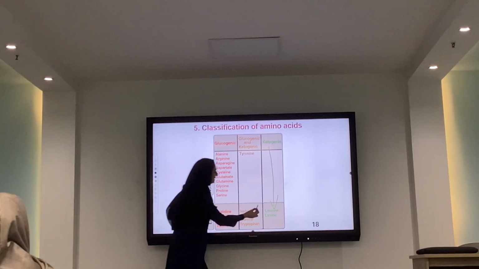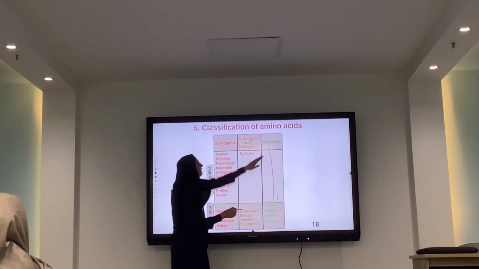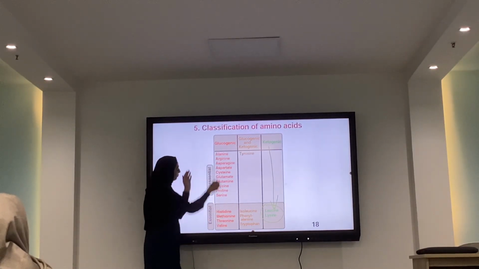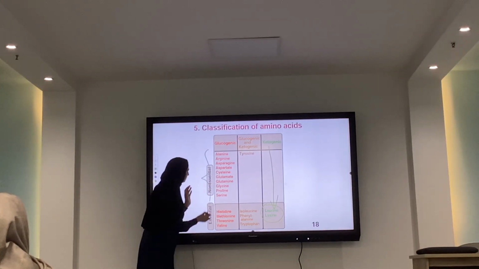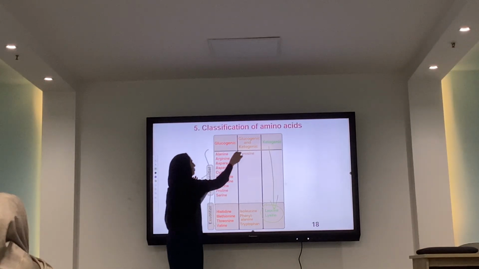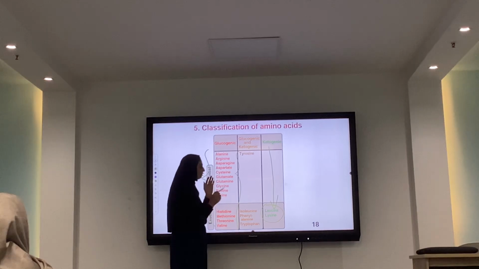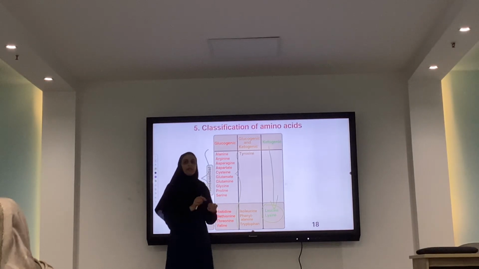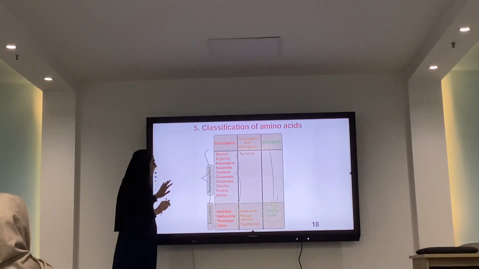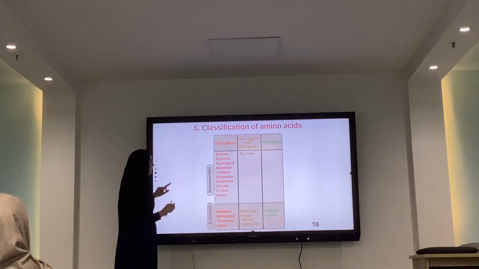Okay, memorize that leucine and lysine are ketogenic. The others can produce glucose, and some of them can produce both glucose and ketone bodies. Guys, memorize this and have a rest and come back to the next.